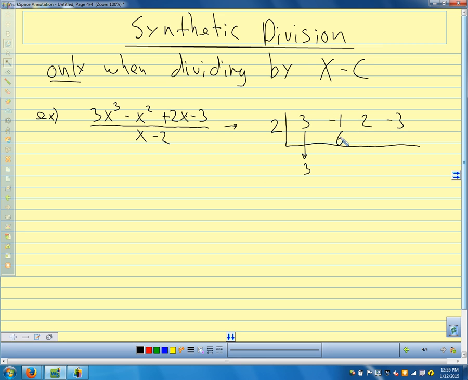All right, so we add these. Negative 1 plus 6 gives me 5. I multiply these two. 2 times 5 is 10. Add these two. 12. Multiply these two. 24. Add these two. 21. This is my remainder.